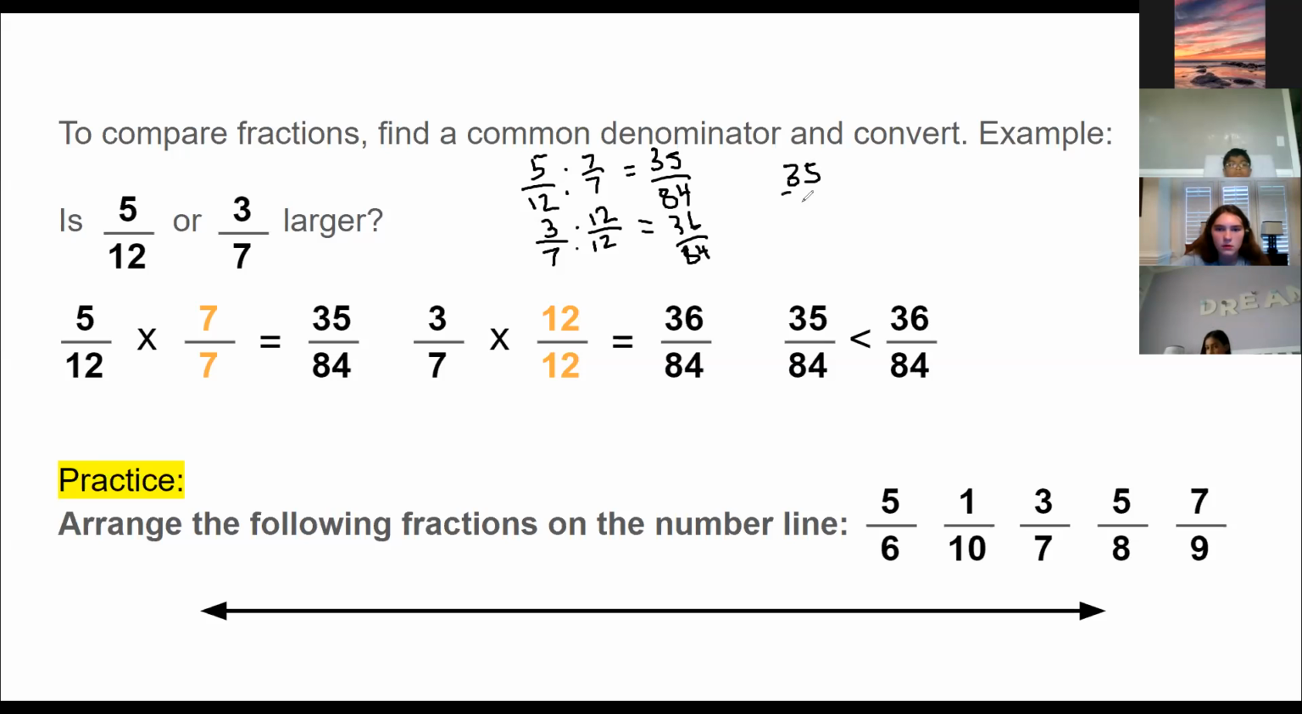So this is bigger. 3/7, yeah, is bigger than 5/12. Okay, so let's do some practice.